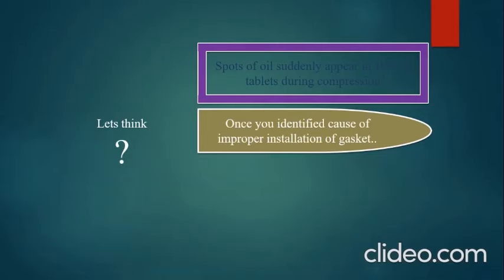For example, the spot of oil is suddenly appearing on 10% of tablets during compression. For the preventive action, once you identify the cause as improper installation of the gasket, list down the preventive action for proper installation of the gasket.